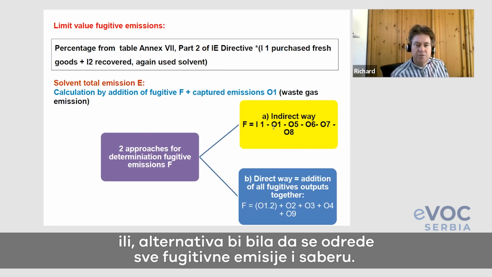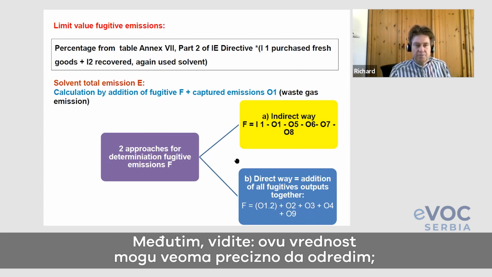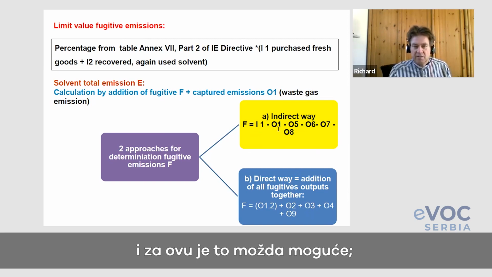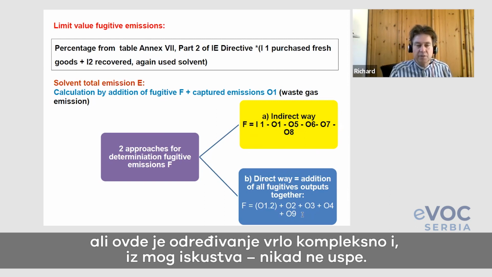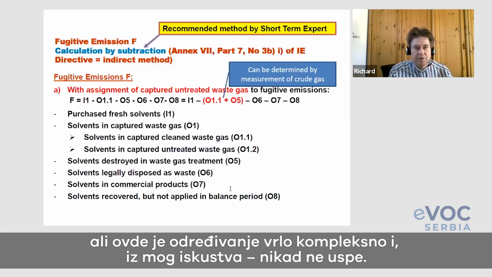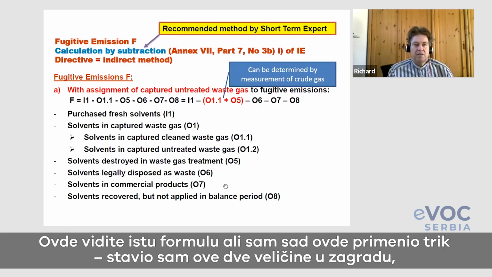Or the alternative could be we determine all the fugitive outputs and add them together. But you can see that the other value I can determine with very high precision. That one is possible too, but here the determination by measurement is very complex and normally will always fail. I can tell you from my experience.